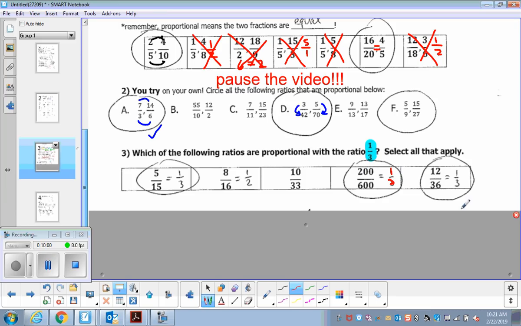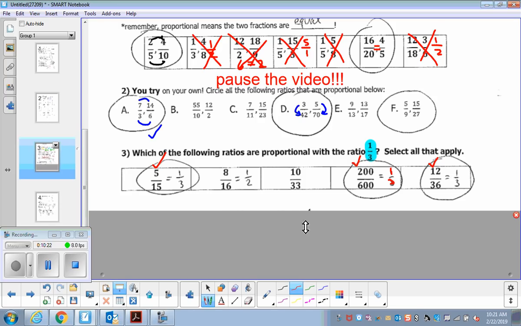And for the last one, 12 is 1/3 of 36. That reduces. And so we have 1, 2, 3 ratios here that we would have selected. We've selected the 5/15, the 200 out of 600, and the 12 to 36. Those are the 3 ratios that are proportional to 1/3.